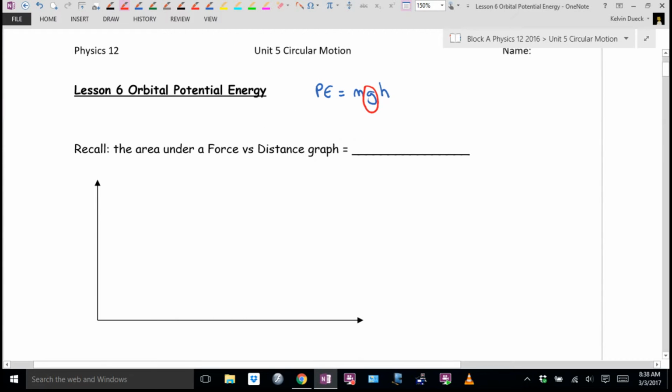So this is the problem we have to deal with. We're going to try and derive it. Recall the area under a force versus distance graph. What was the area under a force versus distance graph? Yeah, the letter W. It's work.